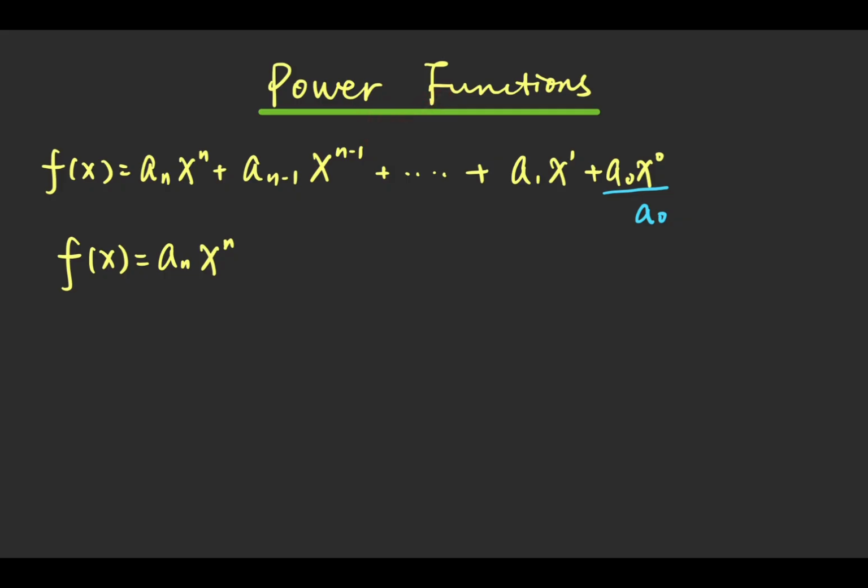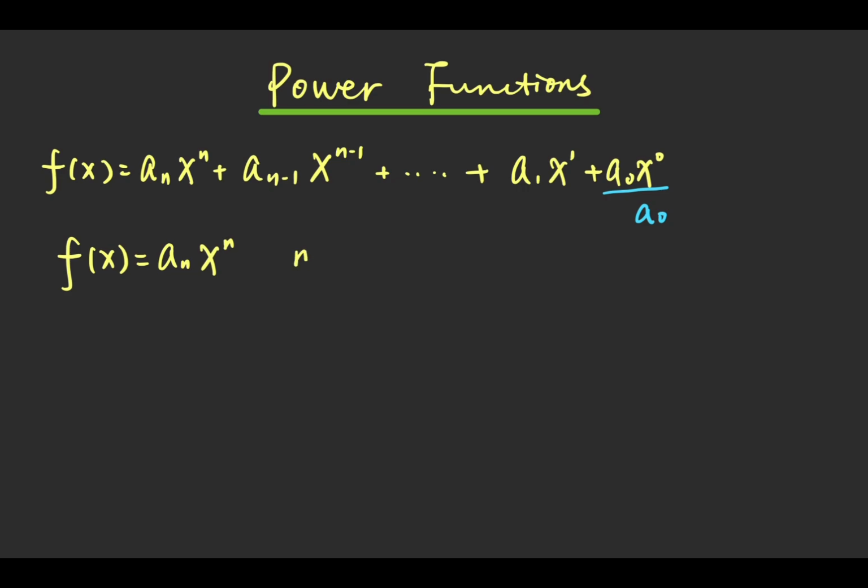Alright? Here, please observe this expression. This an is just the coefficient of this power with the exponent n. We have known all of the exponents in the polynomial function should be a whole number. A whole number means non-negative integer, alright? So this n should be a positive integer or 0.